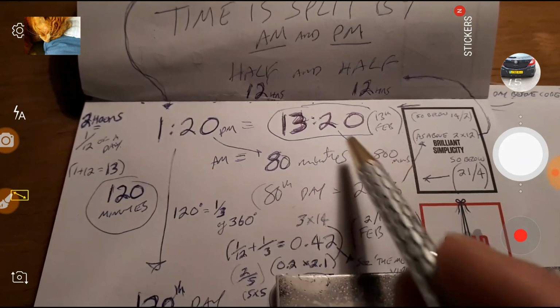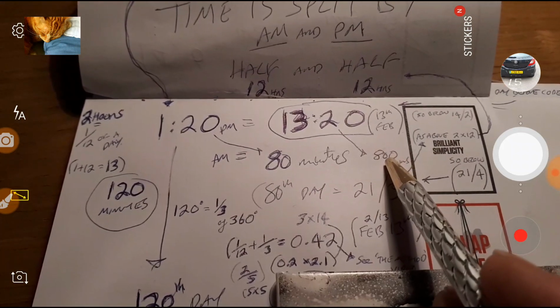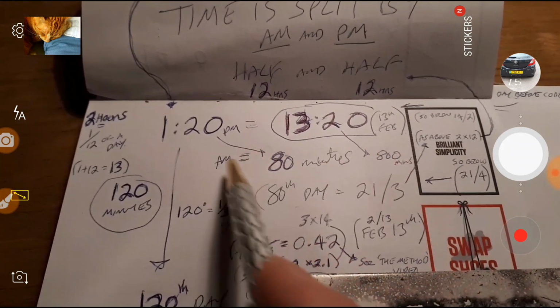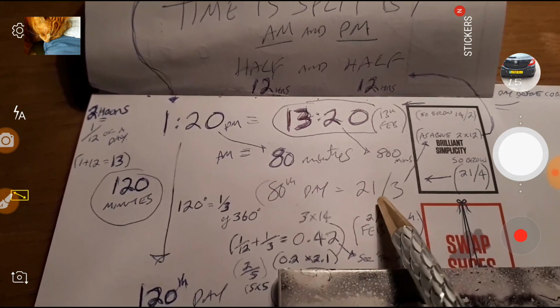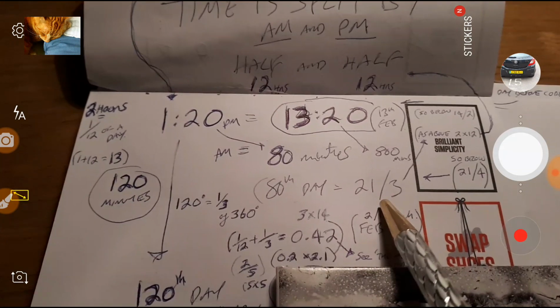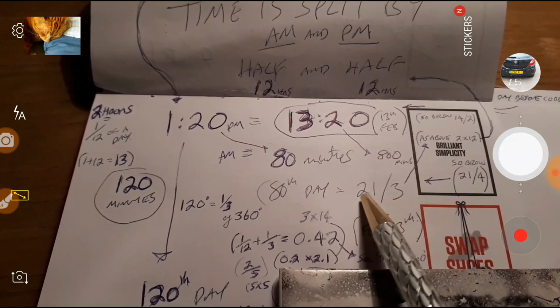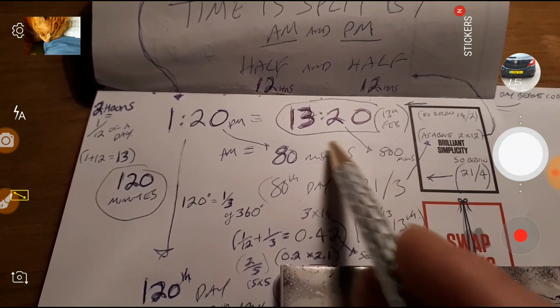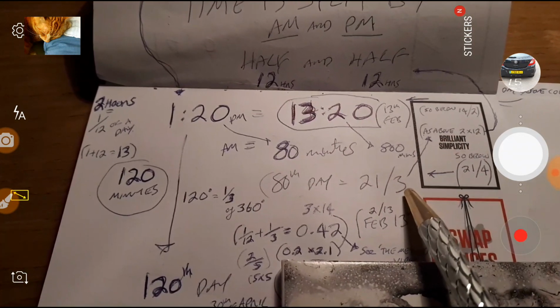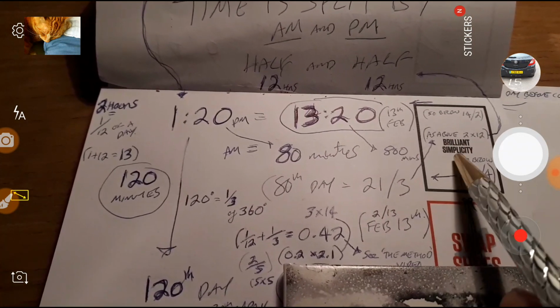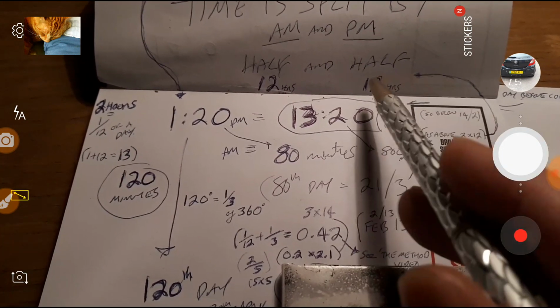Turn it into time. 1320 is 800 minutes. 1:20 AM is 80 minutes. 80th day, 21st of March. Very similar to what we said of 2:13, but there, 13:2. It's the as above of also 2 times 12, what we're talking about.